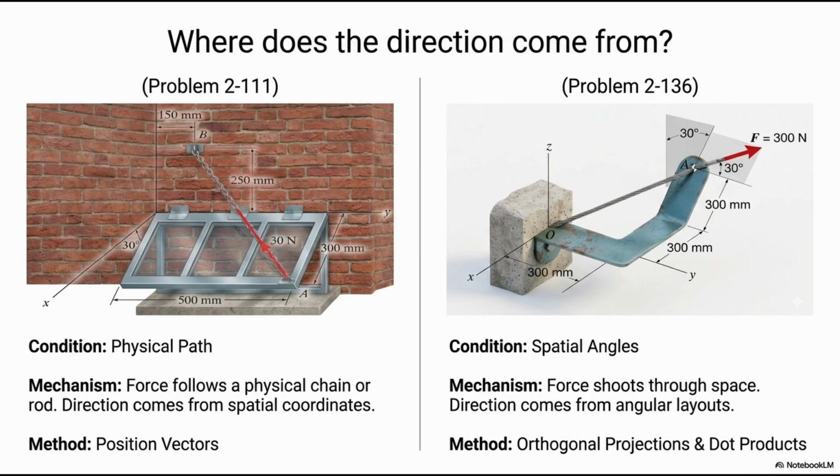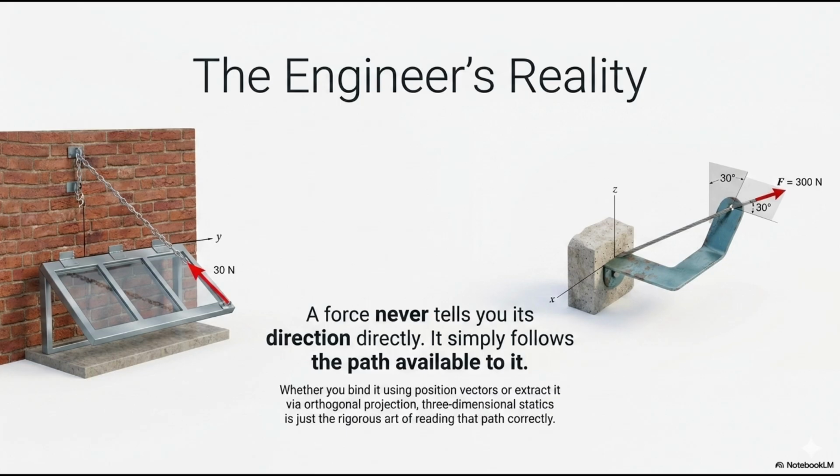Watch out for the most common mistakes: flipping signs during coordinate subtraction or mixing up your sines and cosines. In problem 2111, students constantly forget to scale the 300mm segment or get confused about where the z displacement comes from. In problem 2136, the classic error is swapping the axes controlled by the two angles, which completely ruins the vector expression. Remember, bind the force to the chain using position vectors, and use the dot product when you need a direct axial projection. Three-dimensional forces are never inherently difficult.